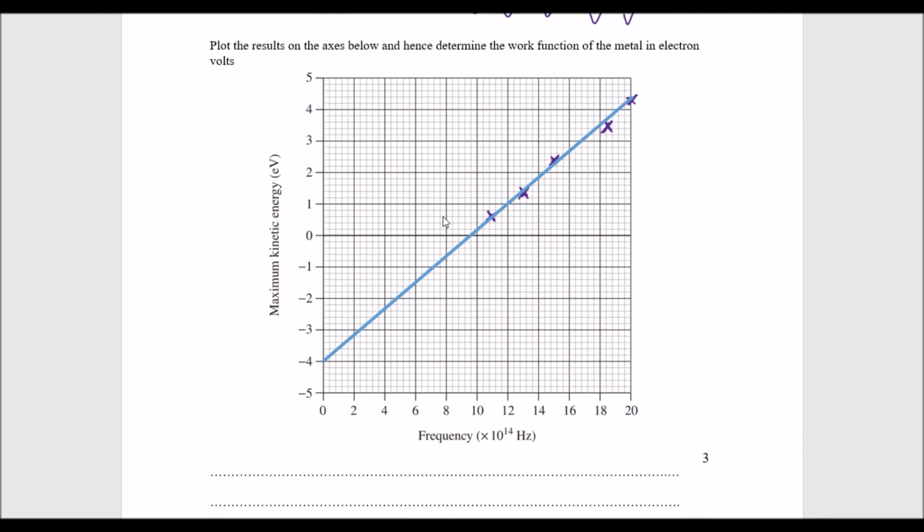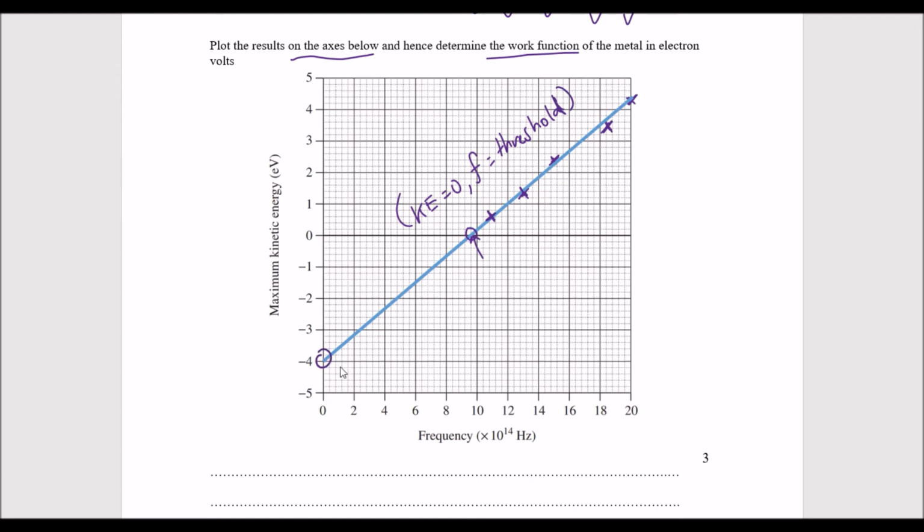Alright, so there's that. And then the next point is, so we've plotted the results in the axes, and then we need to work out the work function. Now there's 2 points I guess you need to look at. This point here, this 0 point, so when kinetic energy is 0, the frequency that you see is your threshold frequency. Okay, so there's that.